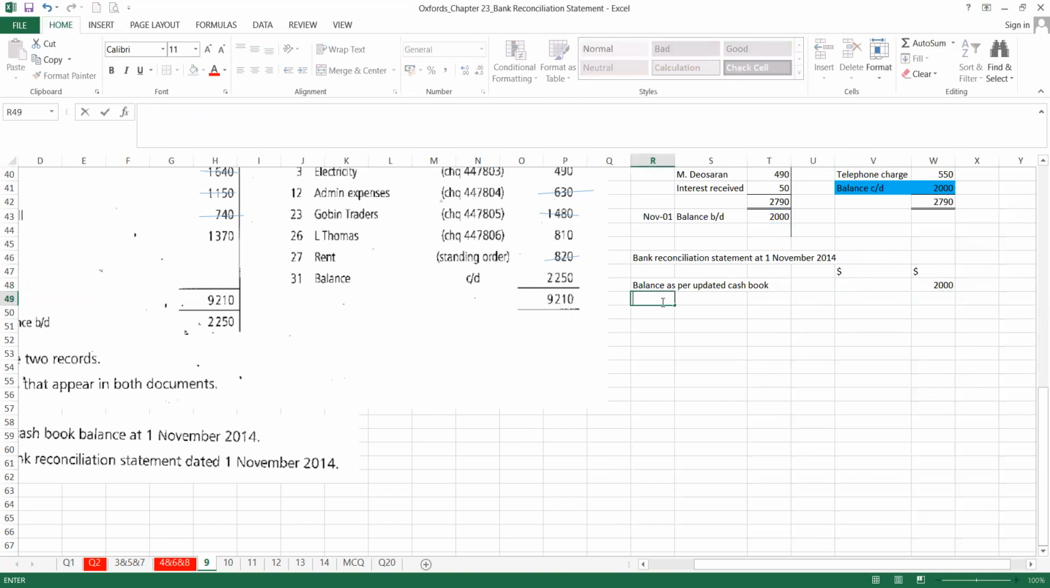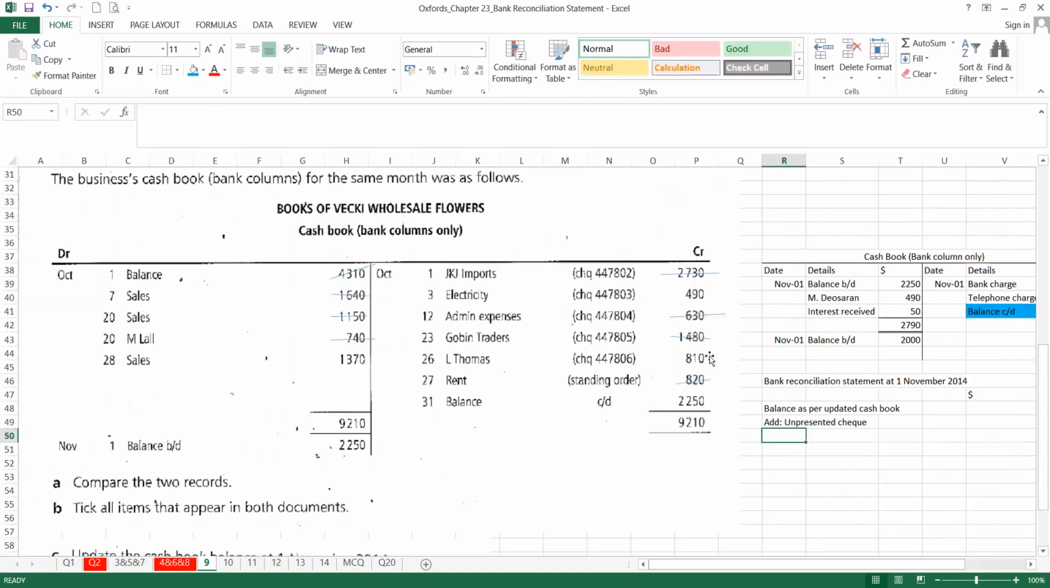Add unpresented check. So which one is unpresented check? In the question in here, we have 1, 2. We have 2 items unpresented. So what we pay for electricity, which is the check number is 447803. And then L Thomas, which is the check 447806. So here is 490, here is 810.